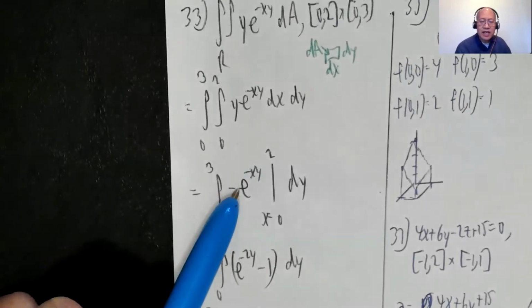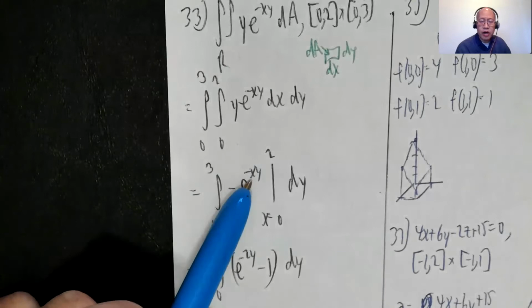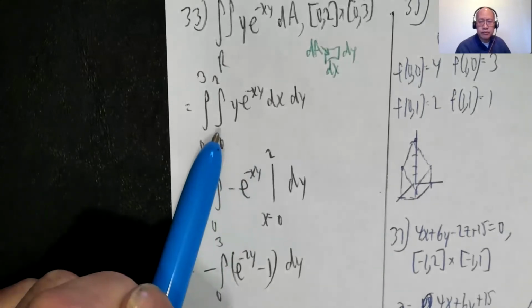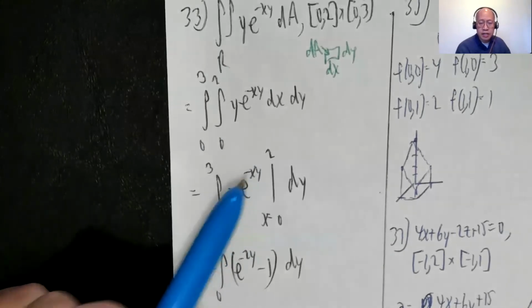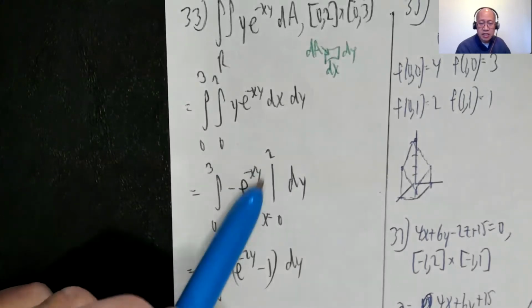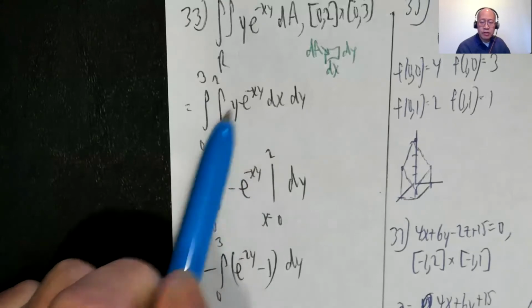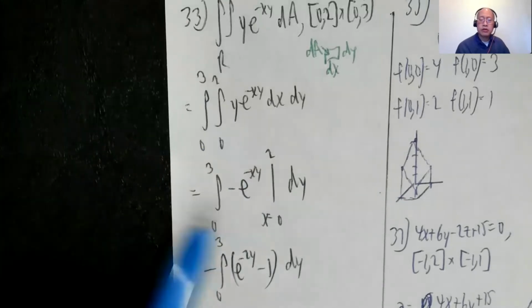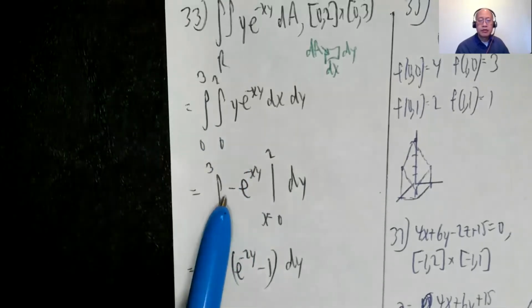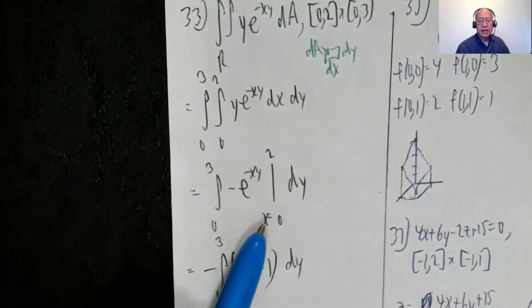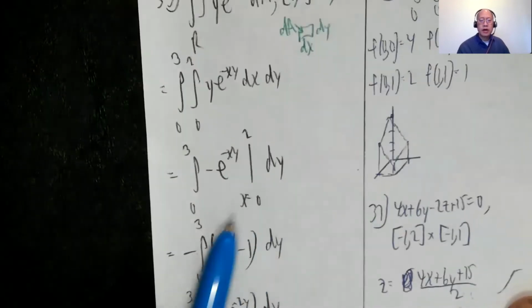This is -e to the -xy. If you recognize the reverse of the chain rule, think of differentiating this. If I differentiate this, I'd put the same thing down times -y, which gives me that. So when you integrate, you do the opposite. You lose the y and put the negative there. Okay, and then x equals 0 to 2 dy.